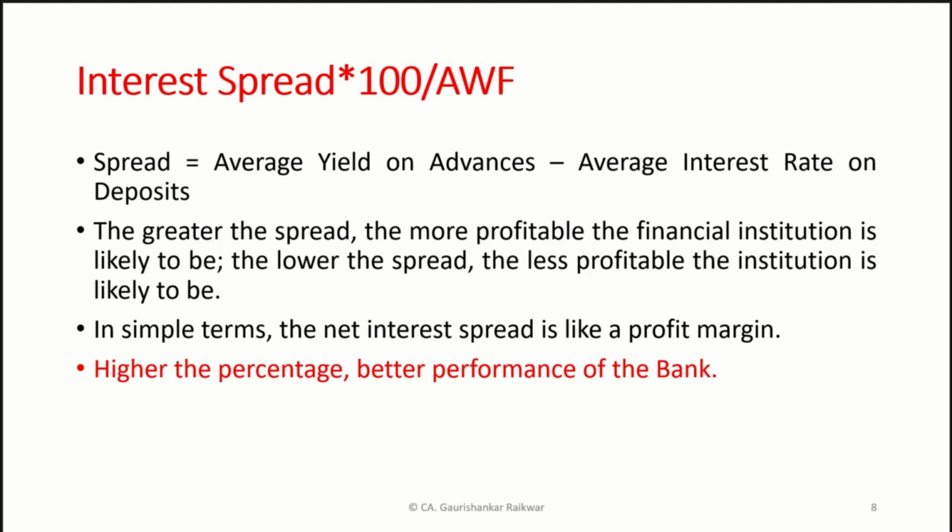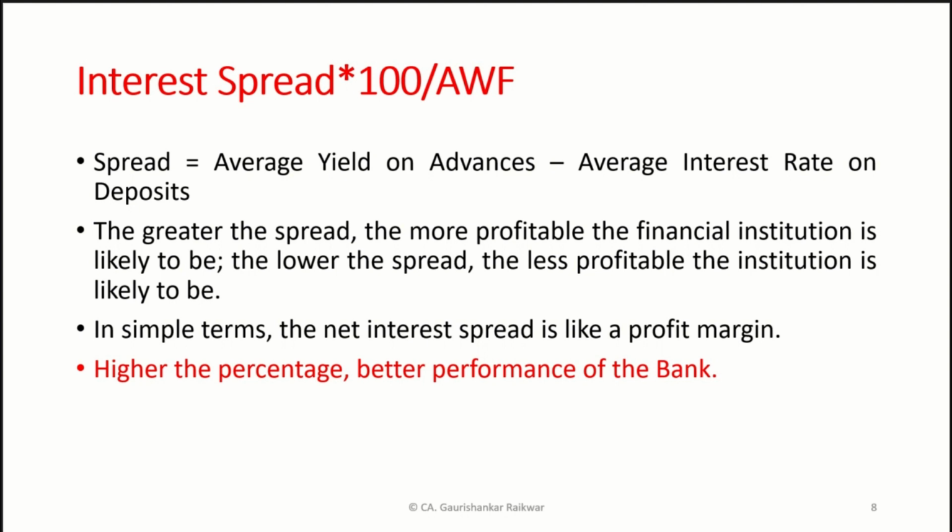So the greater the spread, the more profitable the financial institution is likely to be. The lower the spread, the less profitable the institution is likely to be. In simple terms, the net interest spread is like the profit margin. This is another financial indicator. The spread gives us a basic idea of how much cushion there is. You can call it a margin or margin of safety for a bank. So the greater the percentage, the more profitable the bank is.